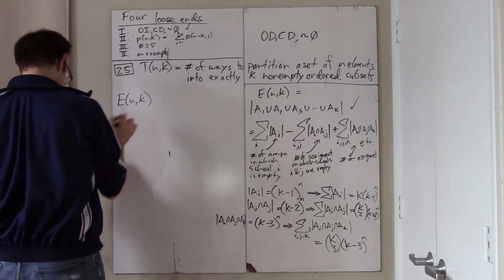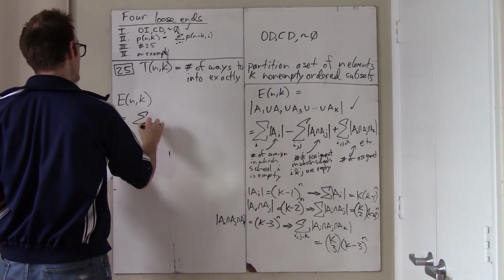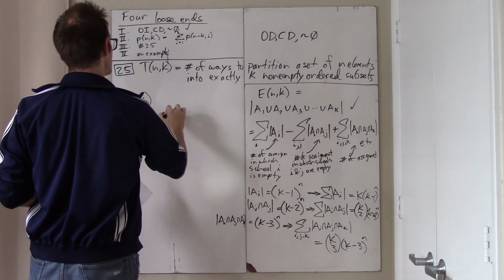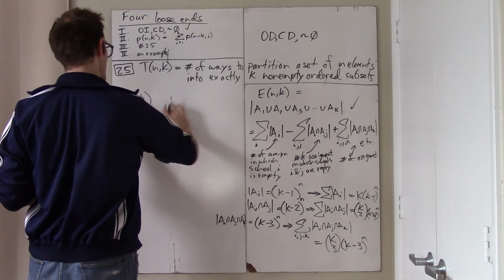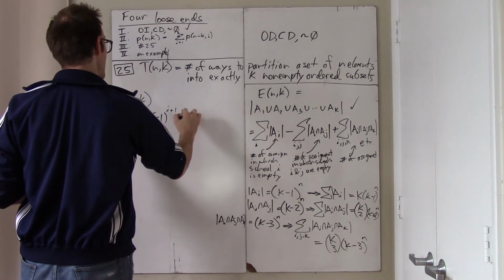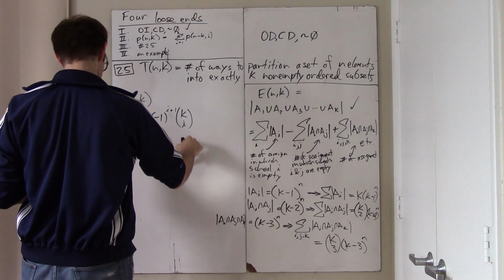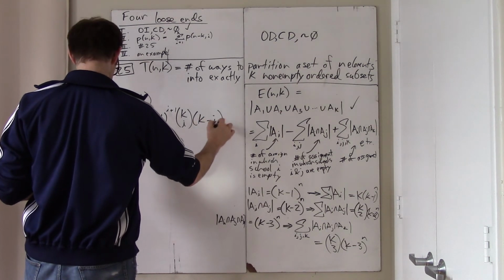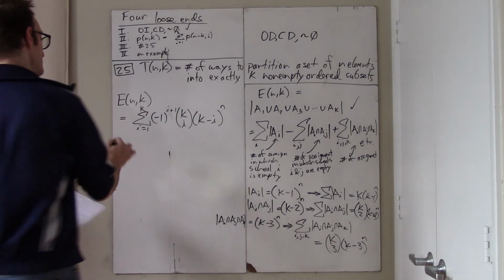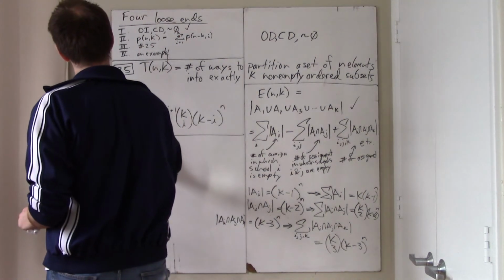ENK is the sum from I equals 1 to K, it's just a straight inclusion-exclusion, of -1 to the I plus 1, so this flips every time, positive, negative, K choose I, K minus I to the N. This is just this formula emerging over here, but you just follow it. And having figured out what that is, then we go back to TNK.